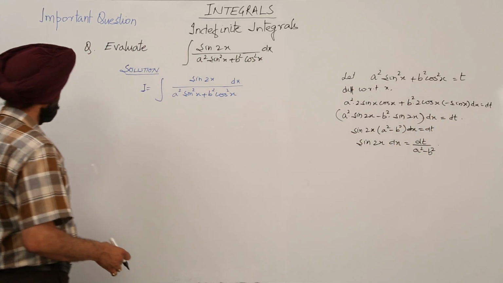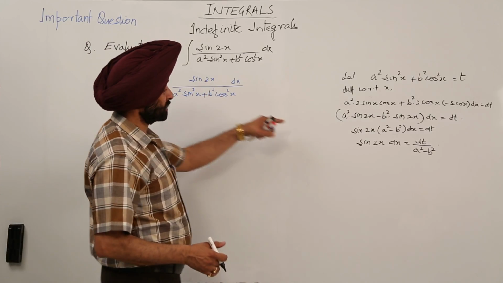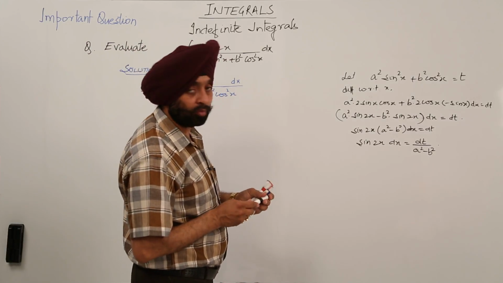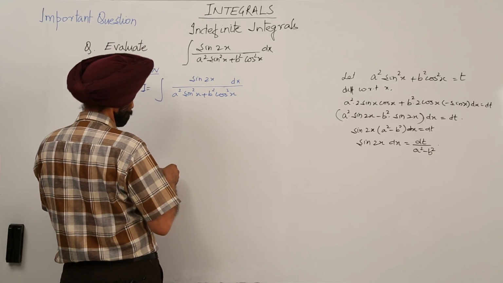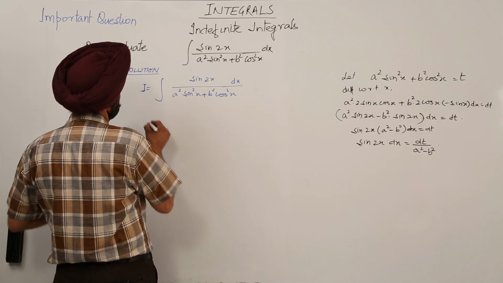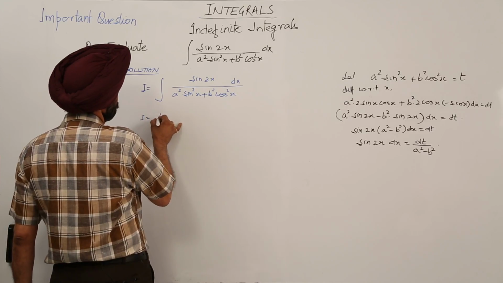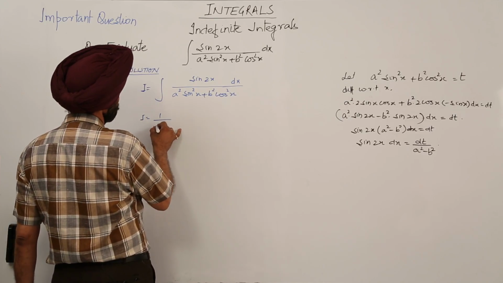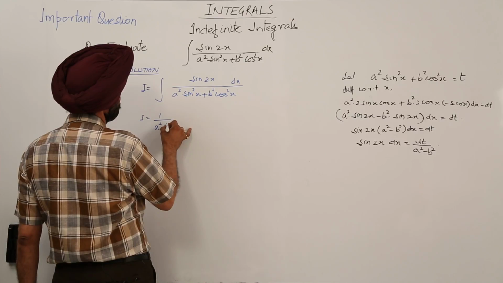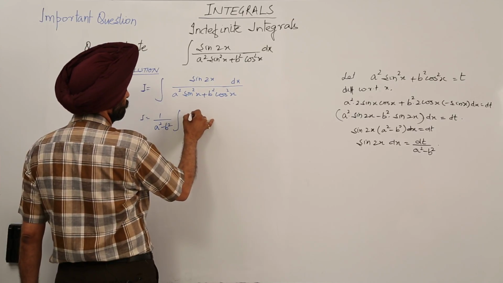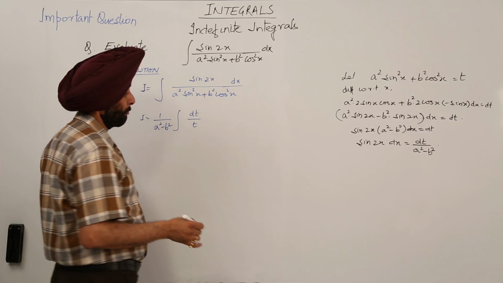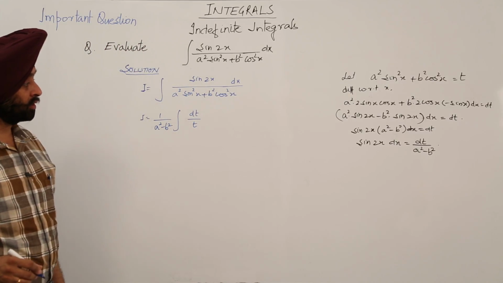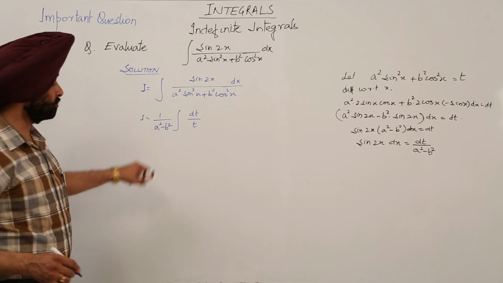Now we can substitute in place of sin 2x dx, we can put it dt upon a square minus b square. So now we are having, by substituting, 1 upon a square minus b square integration of dt upon t. Sin 2x dx is what? dt upon a square minus b square.